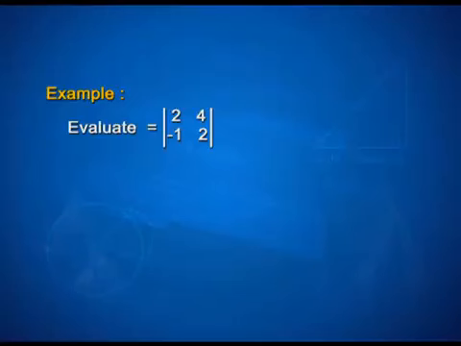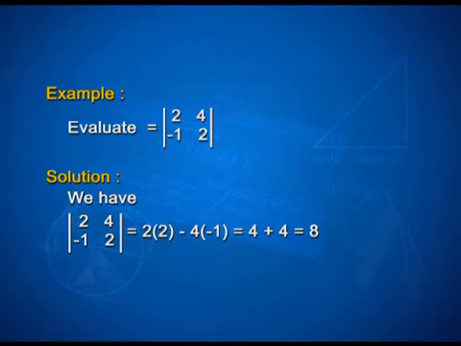Now, let us take up some examples to understand how we evaluate determinants. First, evaluate the determinant with rows 2, 4 and minus 1, 2. Here we have 2 into 2 minus 4 into minus 1. This on simplification gives us 4 plus 4, that is equal to 8.